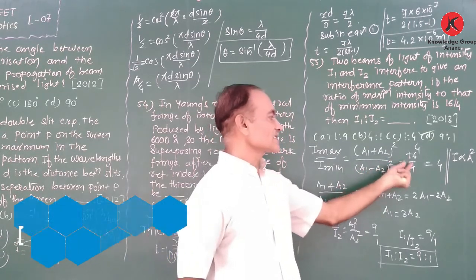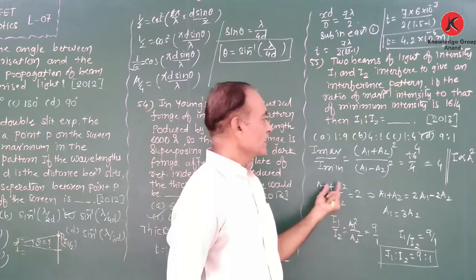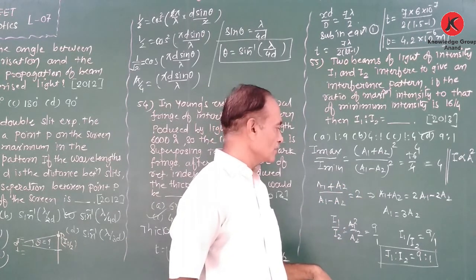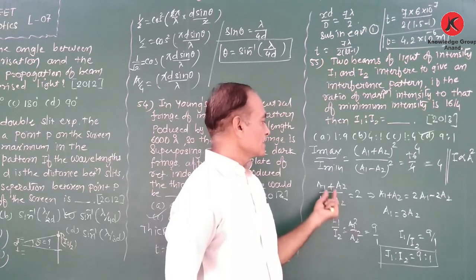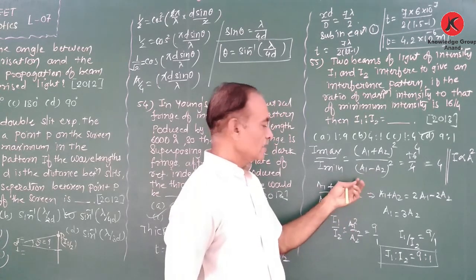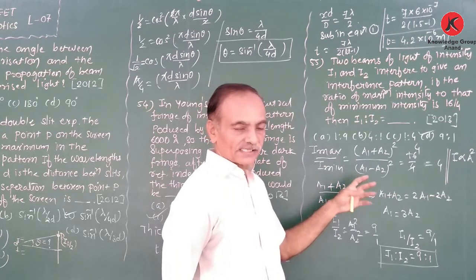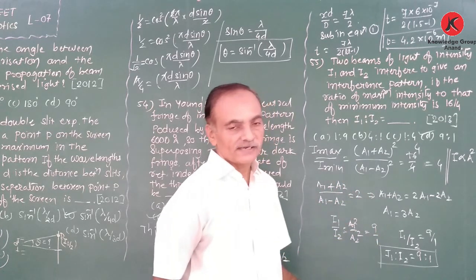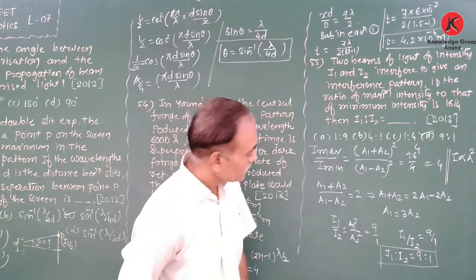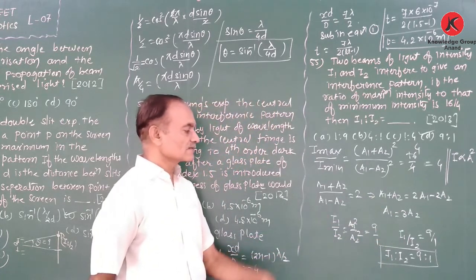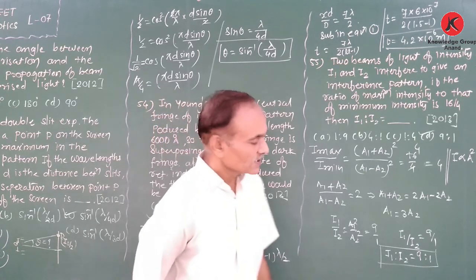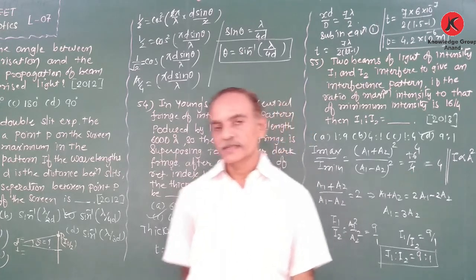So there is given 16 by 4, that is 4. Therefore take the square root, (a1 plus a2) upon (a1 minus a2) is equal to 2. Right? In the numerator we take the addition and in the denominator we take the subtraction. Therefore we obtain a1 is equal to 3 a2. Therefore I1 upon I2 is equal to a1 square upon a2 square is equal to 9 by 1. So this ratio is 9:1.